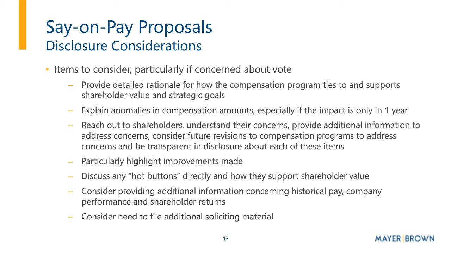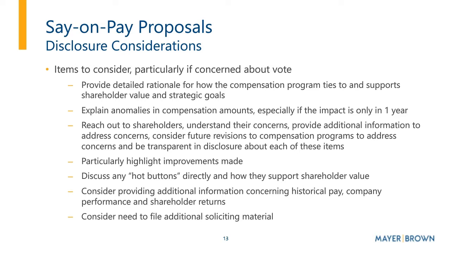Companies can explain anomalies in compensation amounts. It's particularly important where there are, for example, periodic equity grants, but the amount all shows up in year one in the summary compensation table. This may be a reason to provide supplemental disclosure that smooths the impact out over the life of the grant.